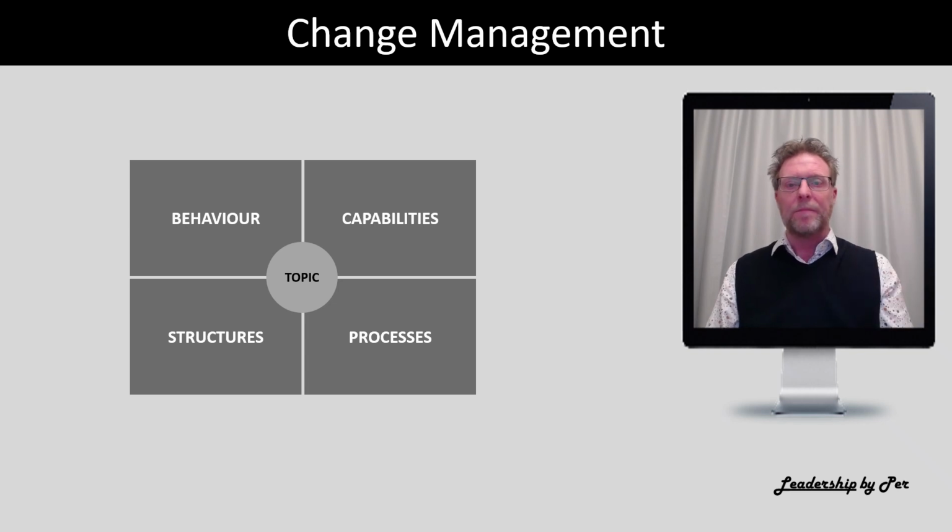The first area is behavior. This includes mindset, values, and needs. It's about how people think and feel, which often drives how they act. Understanding behavior helps us identify cultural enablers or barriers that impact performance. This is an area that is normally very much underestimated.